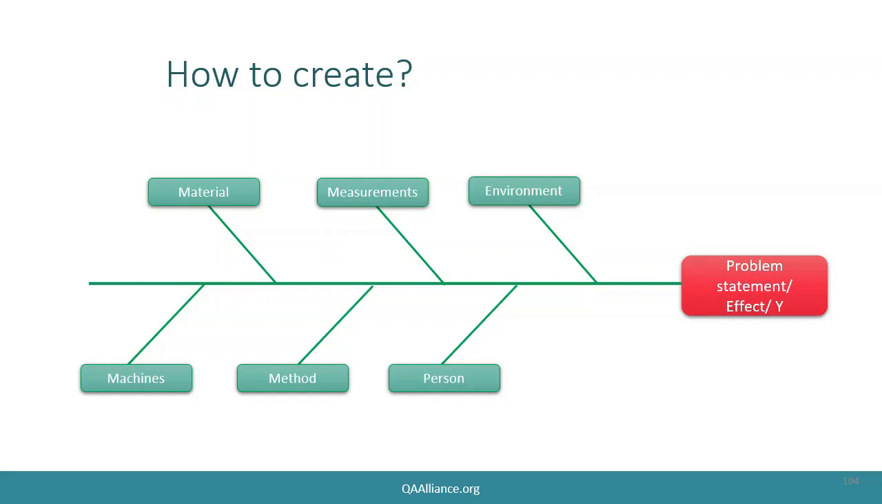And then we add potential causes for each main area. So the main areas here are man, method, machine, material, measurements, and environment. We then add potential causes for each of the main areas, placing them horizontally. If there are further causes, then they are added to each cause that has been entered. This adding of sub-causes goes on until each line reaches a potential root cause.